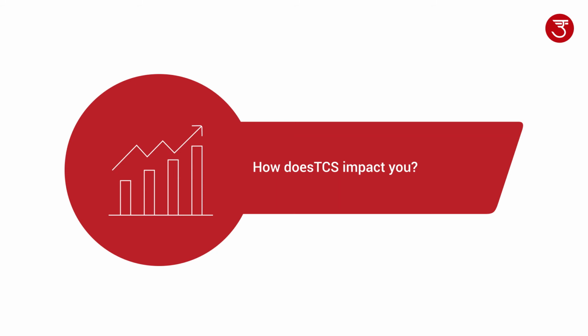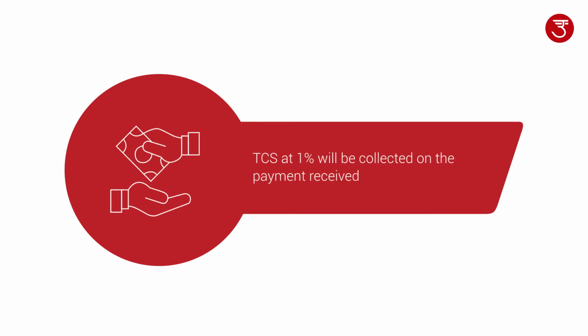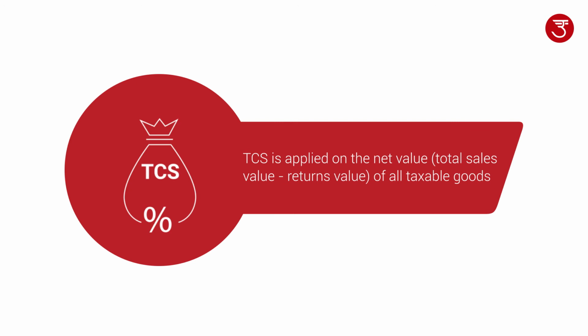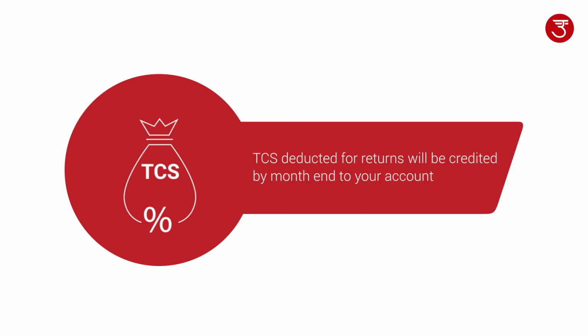TCS impacts you in the following ways. When Udaan receives payment from you, TCS at 1% must be collected. TCS is applied on the net value, that is, total sales value minus returns value of all taxable goods. TCS deducted for returns will be credited by month end to your account.